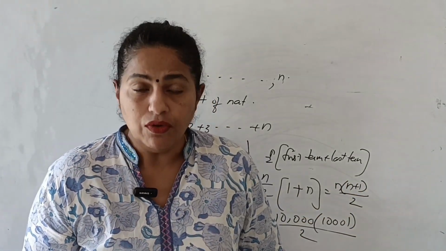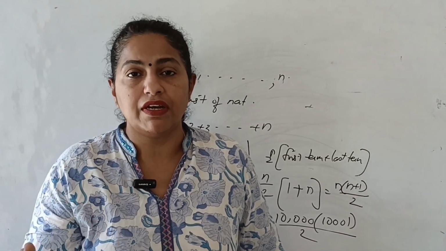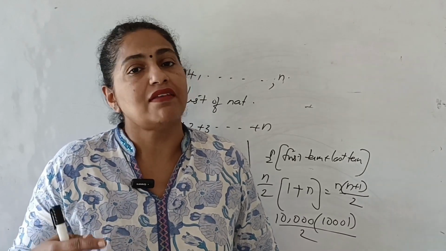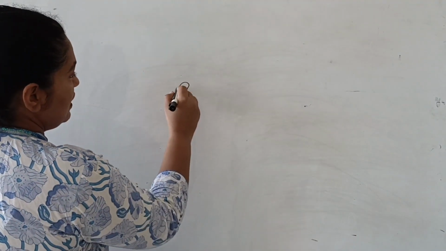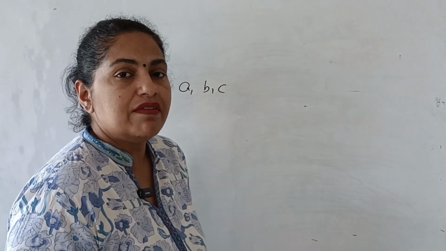Okay. Now let us look at one more concept which is not mentioned in your textbook, but it is applied in many sums as I have seen. So let us have a look at it. Suppose you have got 3 numbers in AP. I am going to represent those numbers by A, B and C. Let them be of any value. A, B, C are in AP. Okay. Now what is the condition?